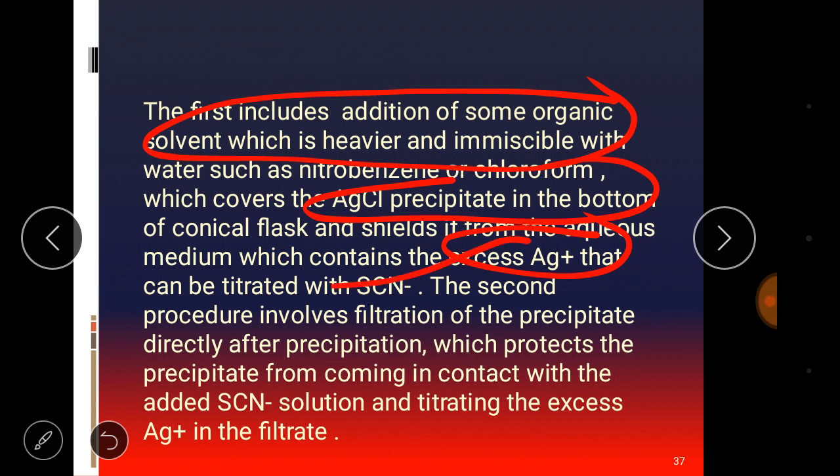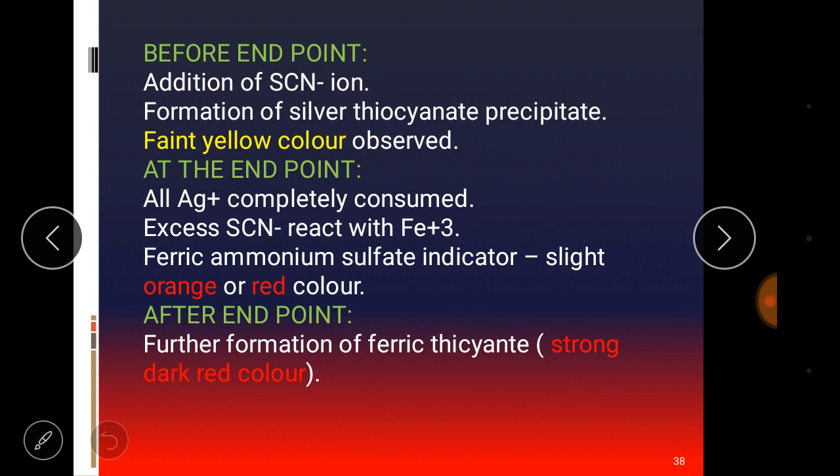And the second procedure involves filtration of the precipitate directly after precipitation, which protects the precipitate from coming in contact with the added SCN minus solution, and titrating the excess Ag plus in the filtrate. Just look at all these important points. Now let us check the complete precipitation titration through the Volhard method, so we can come across these important points.